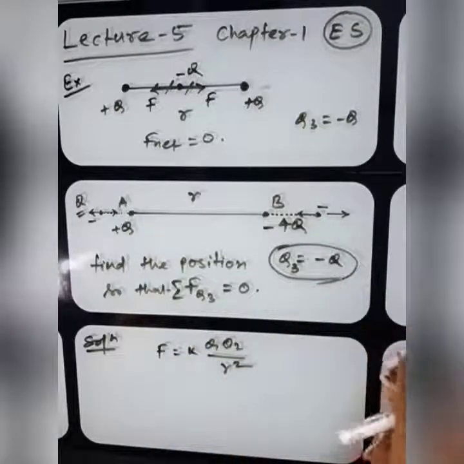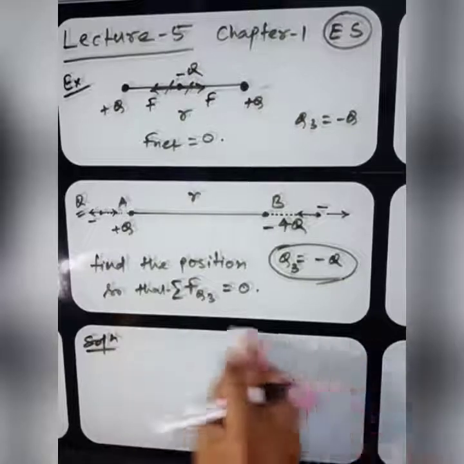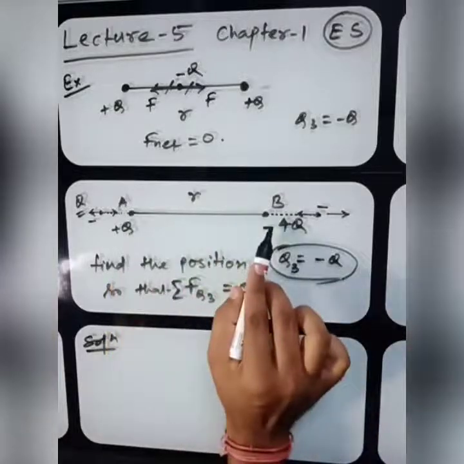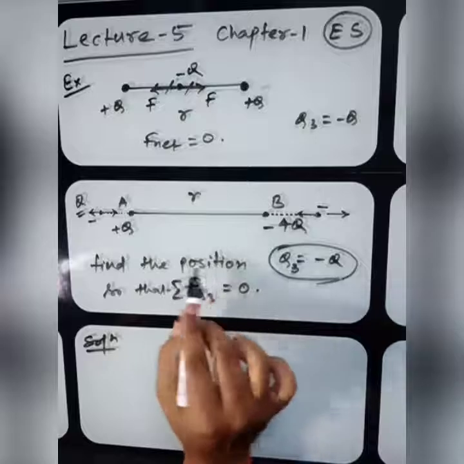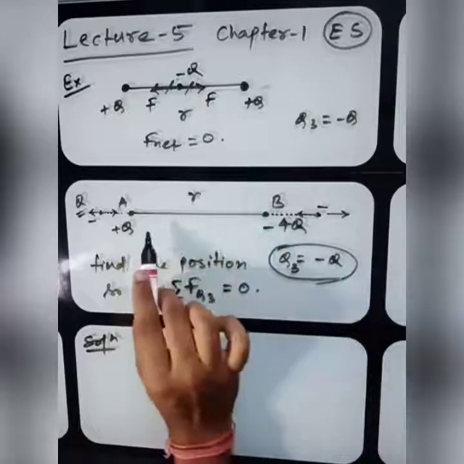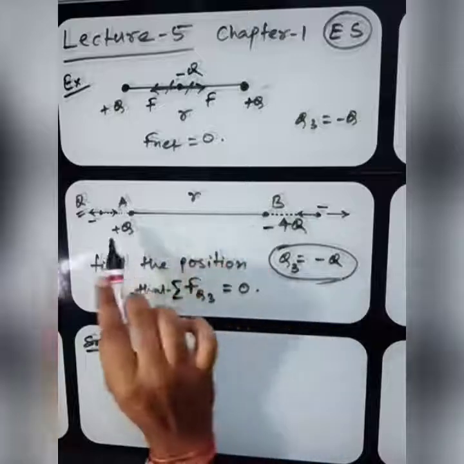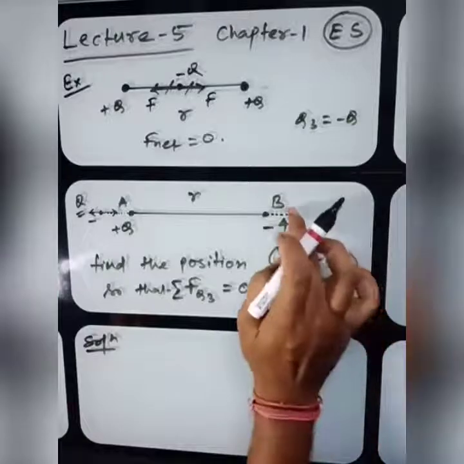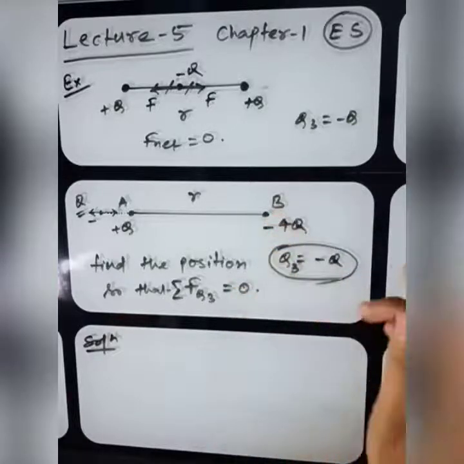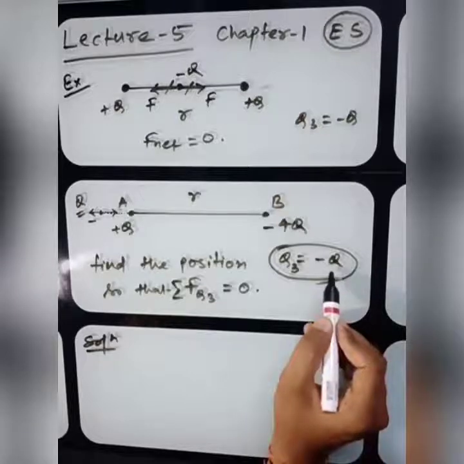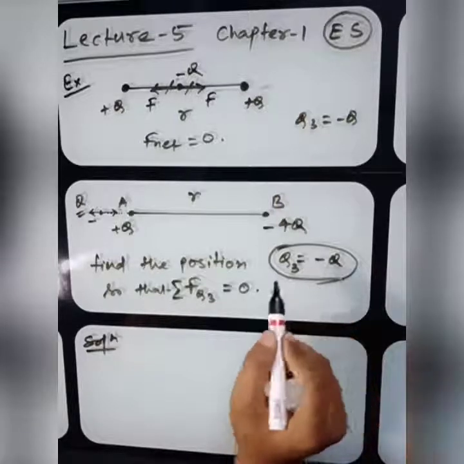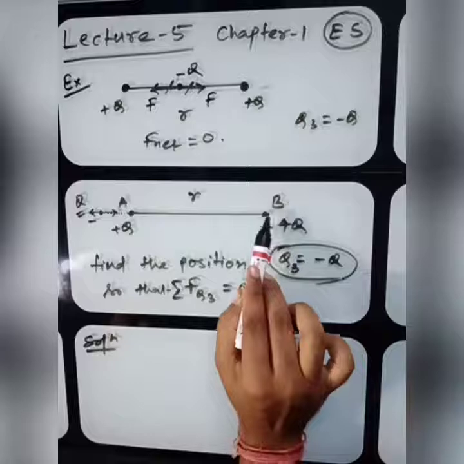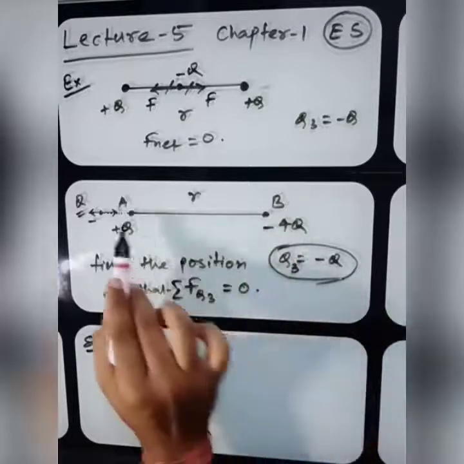And bear in your mind, whatever may be the nature of the charges, plus or minus, if these two charges are opposite in nature, you cannot place the third charge in between these two charges. First and second thing, you have to bear in mind that you have to place this charge near the charge of smaller magnitude. Here the smaller magnitude charge is q. You cannot place this charge near the 4q. So you have to put this charge near the q.